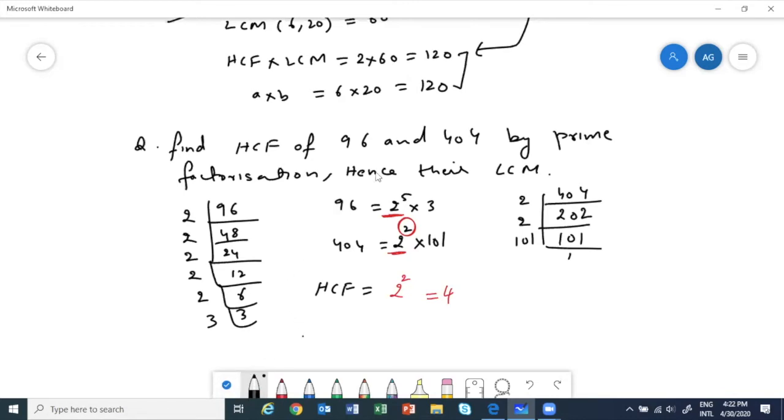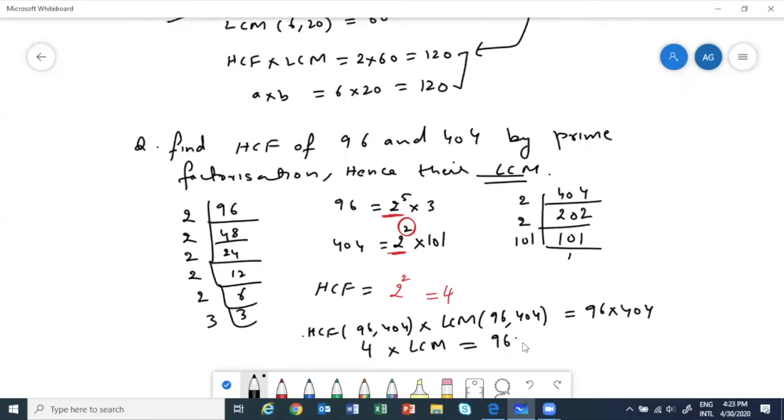Now what we have to do? We have to find LCM also, but we won't use this factorization. So what we can do? We can use this property that HCF of 96 and 404, if you multiply with LCM of 96 and 404, it will be equal to 96 into 404. So HCF is already known. 4 into LCM should give me 96 into 404.